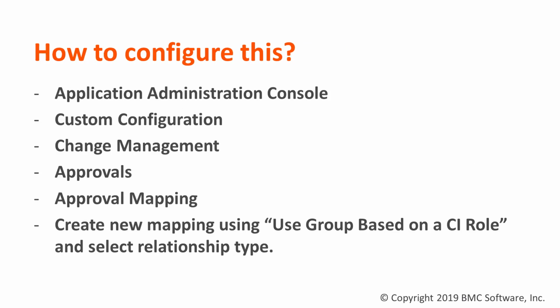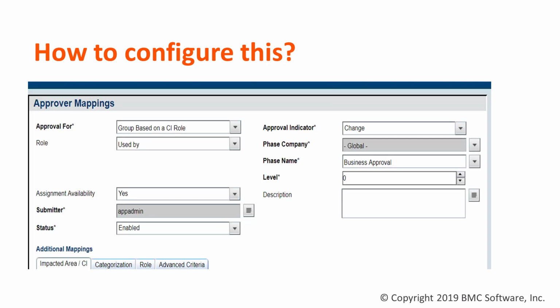How to configure this? You have to go to the Application Administration Console, Custom Configuration, Change Management, Approvals, Approval Mapping, then create a new approval mapping for individual based on CI role, and select a relationship role type like used by, owned by, supported by, etc. This is how it looks in approval mapping.